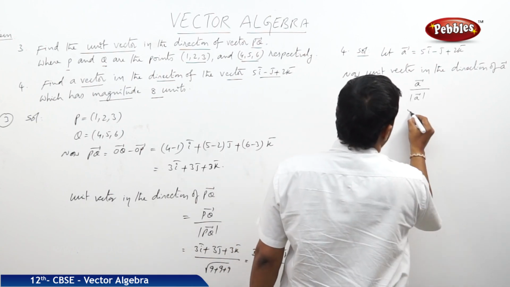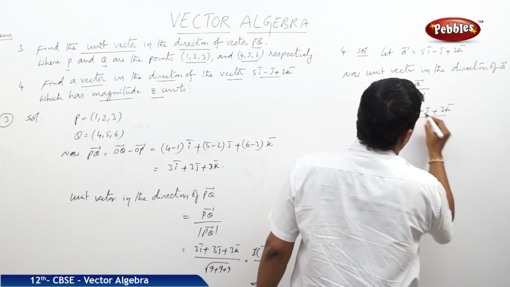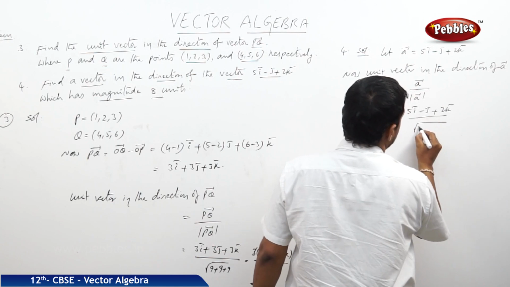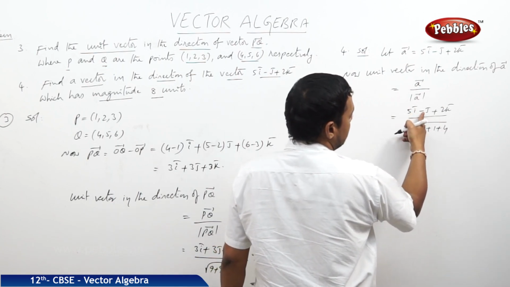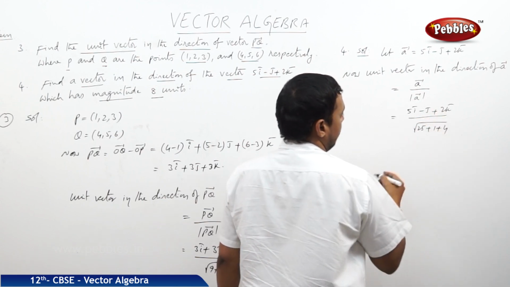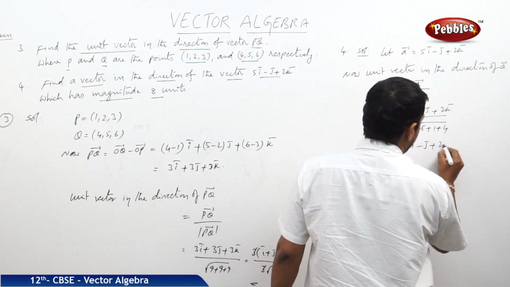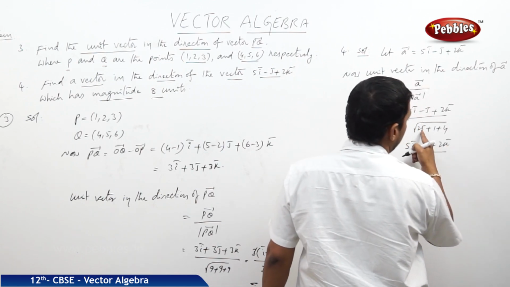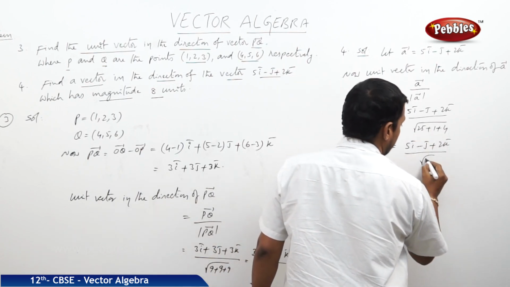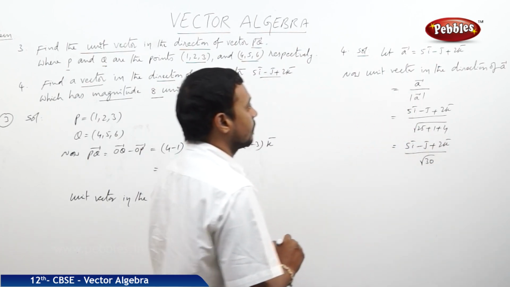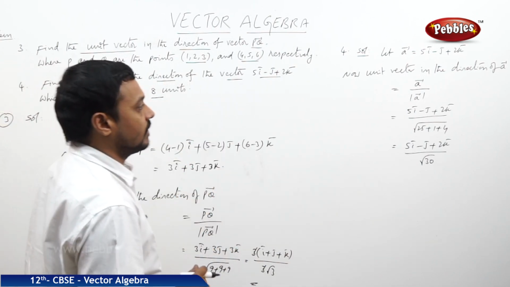Now that is (5i minus j plus 2k) by the magnitude of this vector, which is root of 5 square plus (minus 1) whole square plus 2 square, that is 25 plus 1 plus 4. Now this is (5i minus j plus 2k) by root 30. Okay, now that is the unit vector in the direction of the given vector.